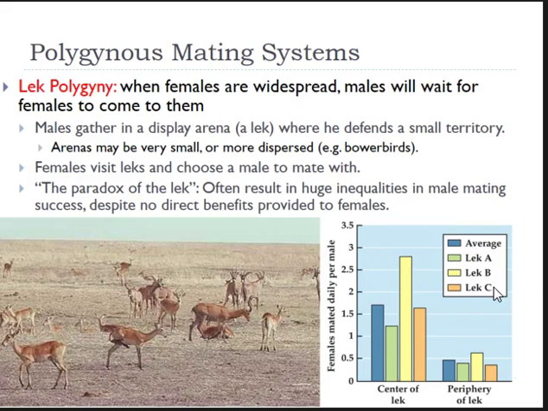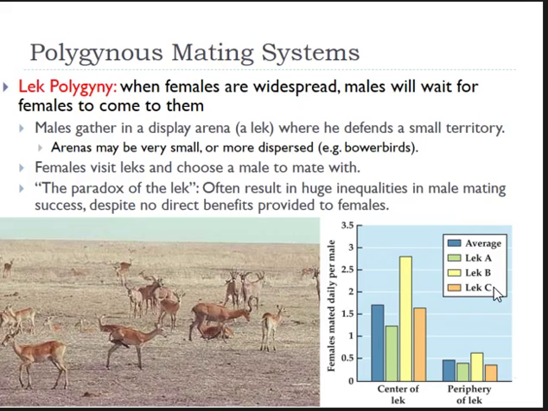But they don't spend a lot of time being aggressive with one another. They basically just secure a display arena. They keep that little space, and then they display to females that come by. And the females will then come to this lek, evaluate numerous males, and then choose who they're going to mate with. So again, you can have a dispersed arena, or you can have a really isolated arena.